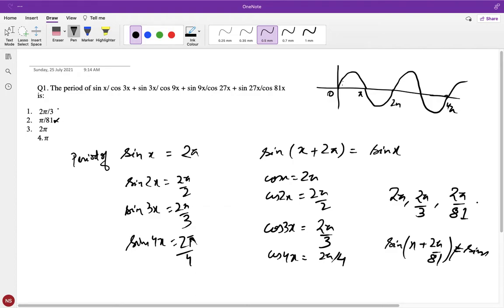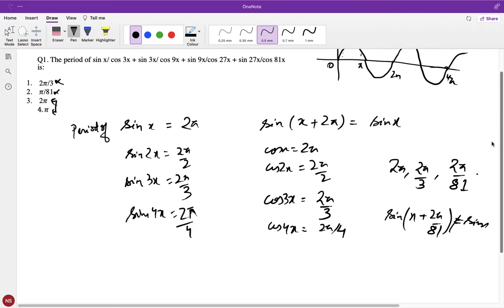Similarly, 2 pi by 3 is also gone. 2 pi by 3 is 120 degrees. Sin 0 is 0 and sin 120 degrees is somewhere here, so this is also not the period. So the obvious options are pi and 2 pi. If I add 2 pi, sin of x plus 2 pi is sin x, obviously, and cos 3x plus 6 pi becomes cos 3x. So it satisfies. But here's the trick: pi is also working in this case.